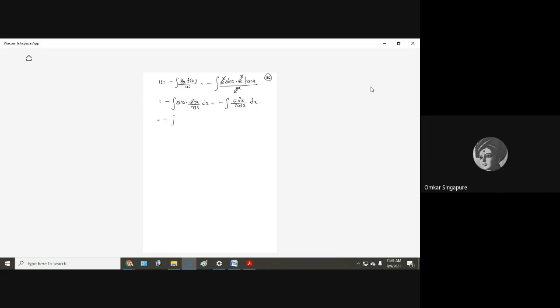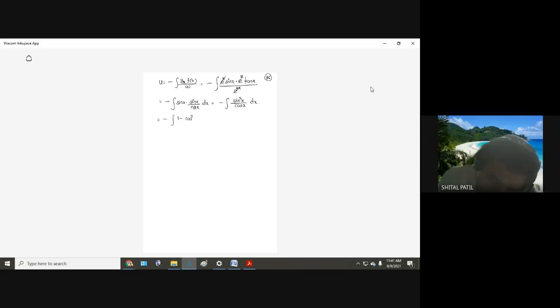sin square can be written as 1 minus cos square. Absolutely. 1 upon cos is sec x, minus cos x. Derivative of denominator is in numerator. You can use that also. Not a problem. Integration is log of sec x plus tan x, minus is plus. What is the integration of cos x? sin x. This is u. Hope you are getting it.